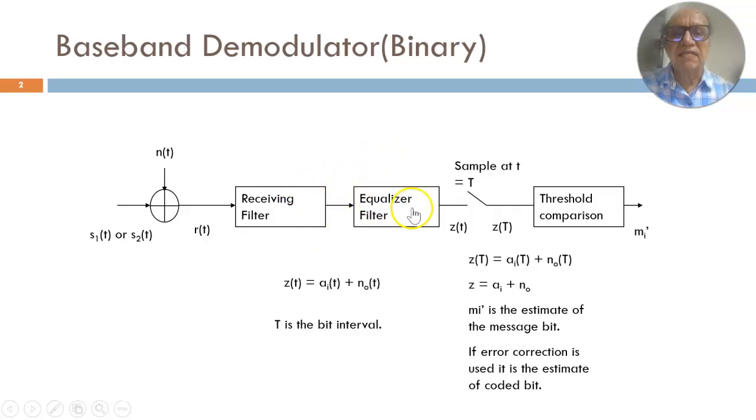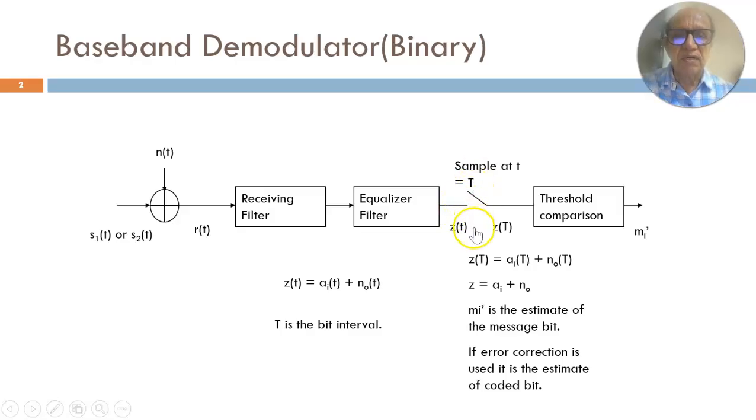Then you have an equalizer filter, and its job is to reduce the inter-symbol interference. This we have not studied so far. This we had studied in one of our earlier sessions. This we are reserving for a later study. In any case, the incoming signal passes through the matched filter, the equalizer filter, and then at the end of the symbol time or the bit time, you take the decision.